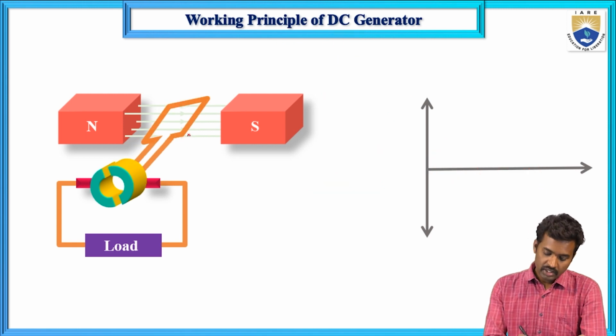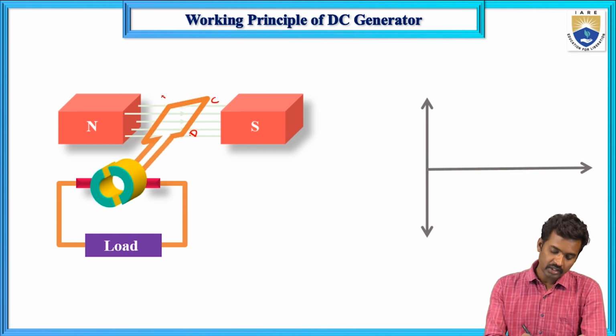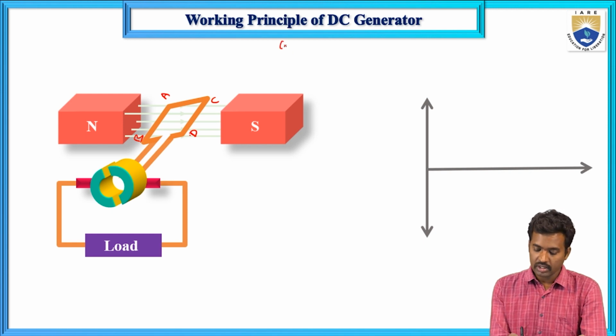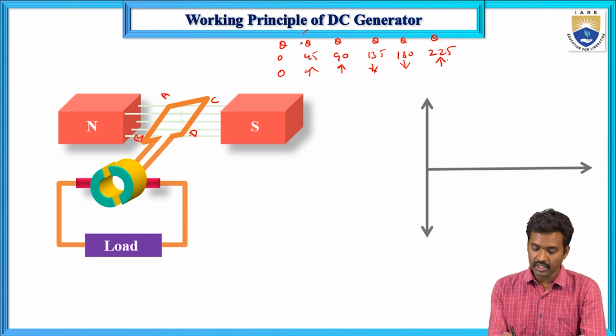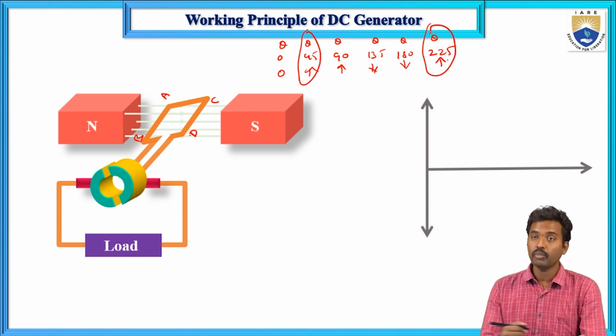So this is C and this is D, and this is A and B, and here theta equals 0, theta equals 45, theta equals 90, theta equals 135, theta equals 180, and theta equals 225. So here flux cutting is 0, increasing to a maximum value, again decreasing, and here it should be increasing, but the positions of the conductor. So this condition and this condition must be the same.